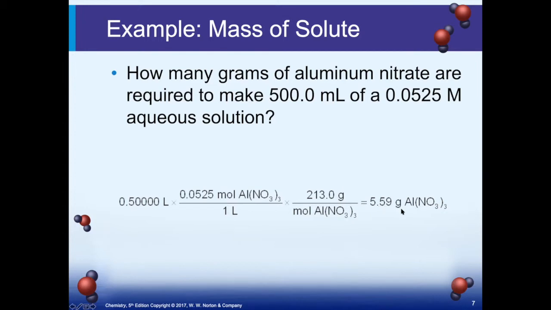So the idea here is if you wanted to make 500 milliliters of a solution at this concentration, then you would go to the shelf and find the bottle for aluminum nitrate. You would weigh out 5.59 grams of it, and you would dissolve it in water up to 500 milliliters. Okay, so that's kind of the utility of a calculation like this. Okay, so liters cancel, moles cancel, grams.